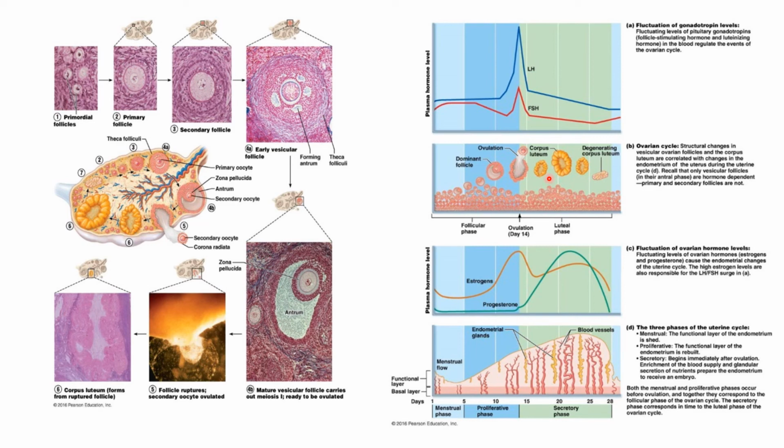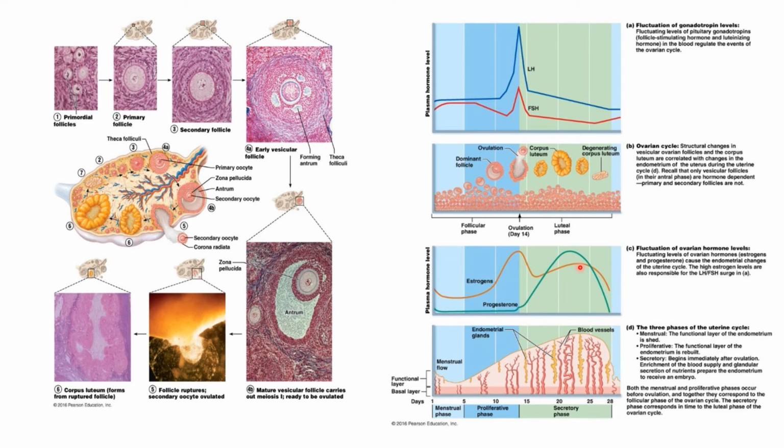Corpus luteum actually means yellow body, and the corpus luteum is going to start releasing progesterone. That's why you see right here during the luteal phase, the progesterone levels in females increase because of the corpus luteum. And it also releases some estrogen as well. So you can see the estrogen level also increasing.